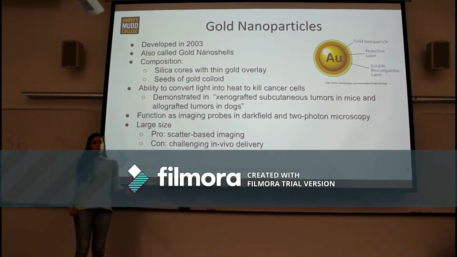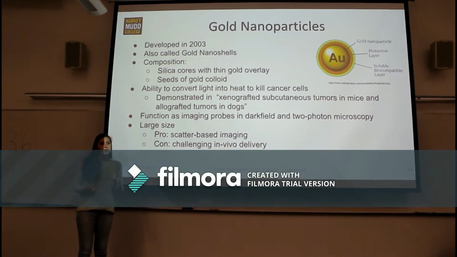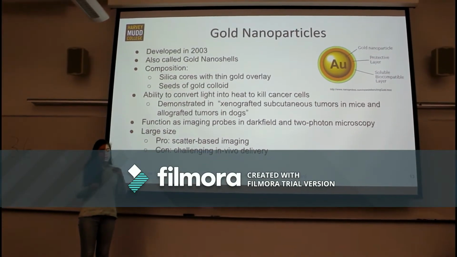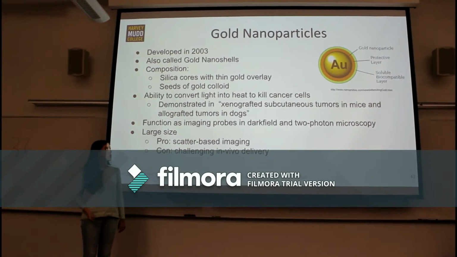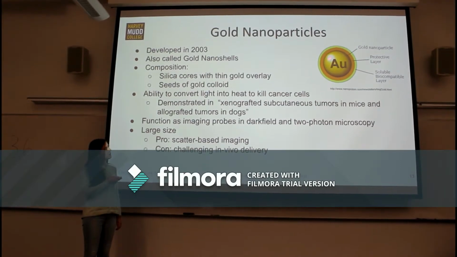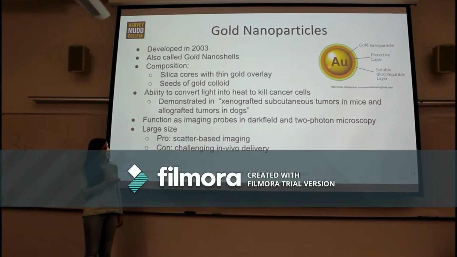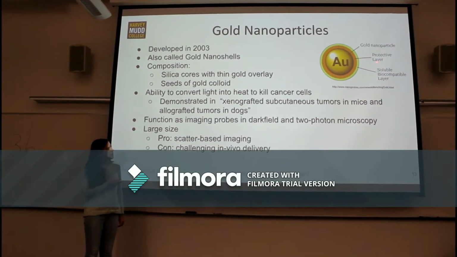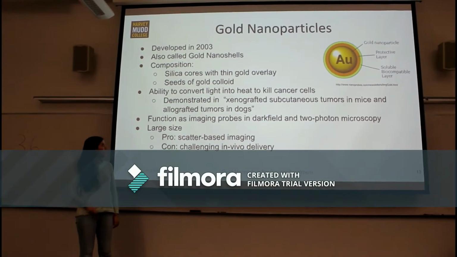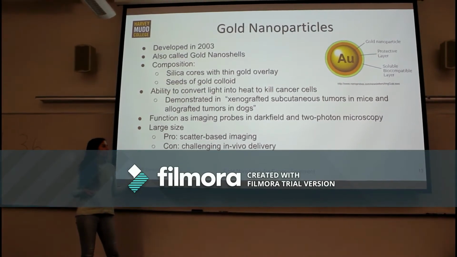So the way they're composed is they have a silica core with a thin gold overlay. And on top of this overlay, we add some seeds of gold colloid, and these are just there to add more gold and complete the shell. So we kind of have a picture of how this looks over here. So we have the center of the nanoparticle as well as a protective layer, followed by a soluble biocompatible layer, which is used for the in vivo delivery. So these particles are special because they can convert light into heat, which is used to kill cancer cells.